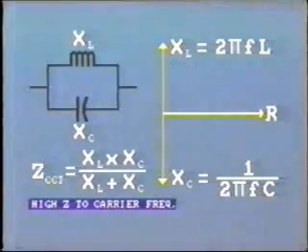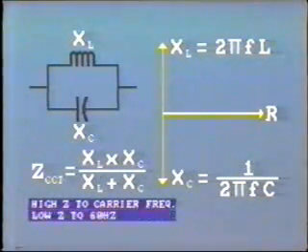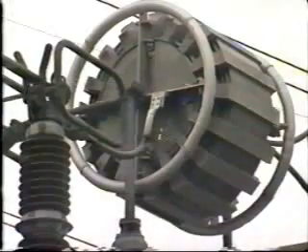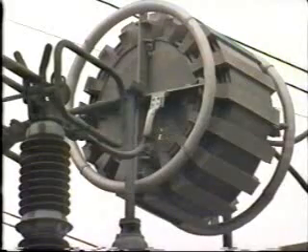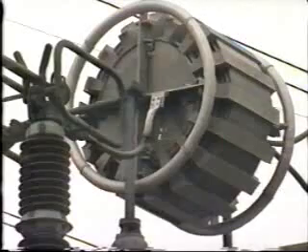This circuit now provides high impedance to the carrier frequency signal, but low impedance to the 60 hertz currents. It effectively blocks the escape of the high-frequency signal. As the line traps are placed in series with the power line, the equipment, that is, the reactors and capacitors, must be very robust and capable of passing high fault currents, say 60,000 amps.